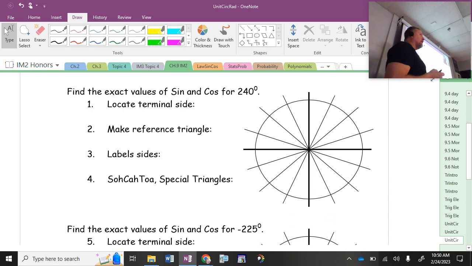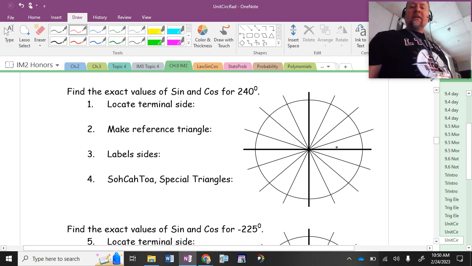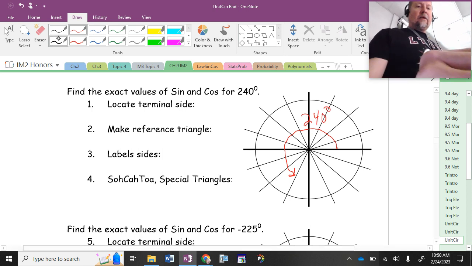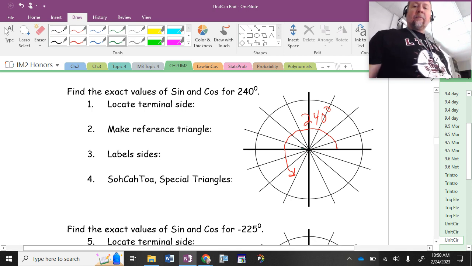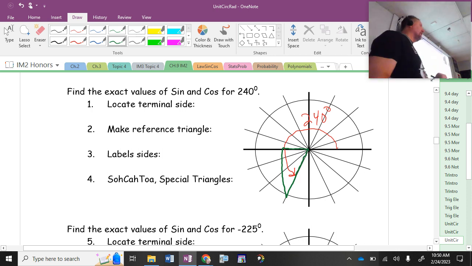Where's 240 land? What quadrant? 1, 2, 3, 4. 3, 2, 1, go. 3, because here it is. And then really to know that it's this one, that's 240 degrees. Okay, but then to make your triangle, maybe I'll go dark green here. To do this triangle is X, Y, R.